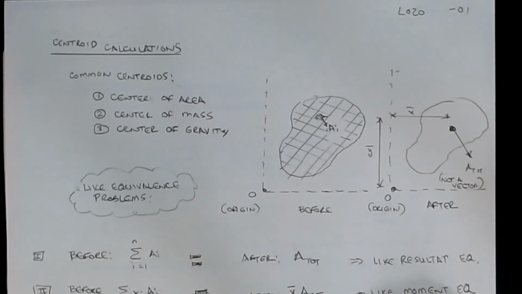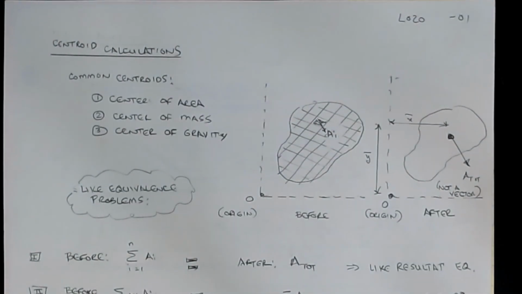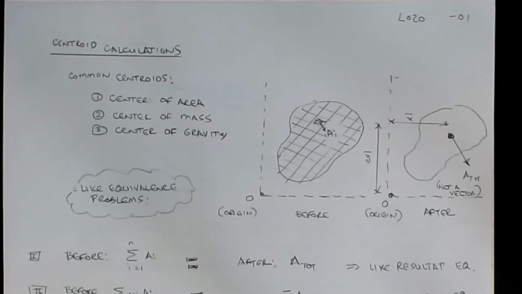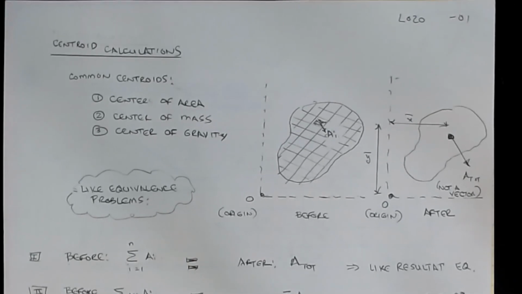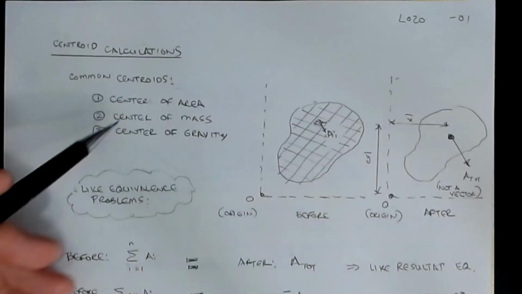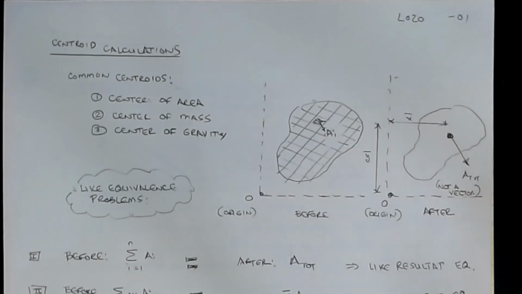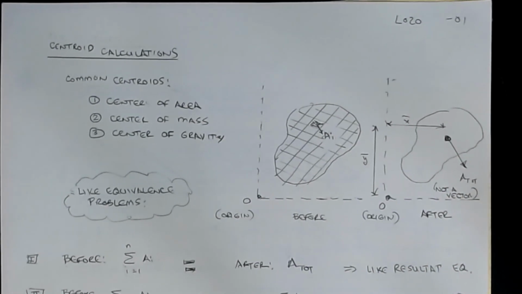Now, there are a lot of different types of centroids, and in a lot of engineering problems, we often assume that these centroids occur at the same location. A centroid is basically a coordinate value for a kind of total resultant acting on it. Common ones that we'll see are the center of area, the center of mass, and the center of gravity. And we can relate this to our equivalence technique that we talked about in one of the earlier videos.